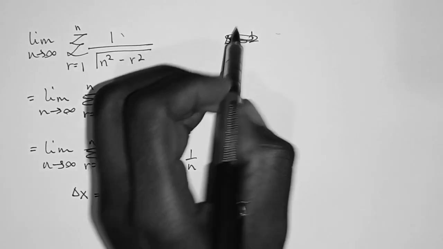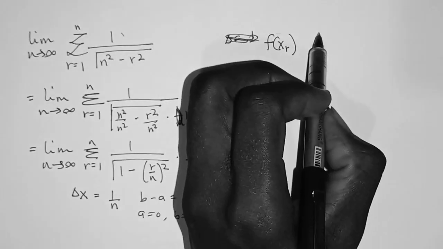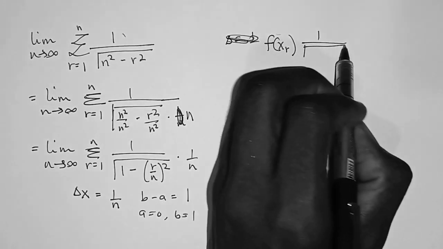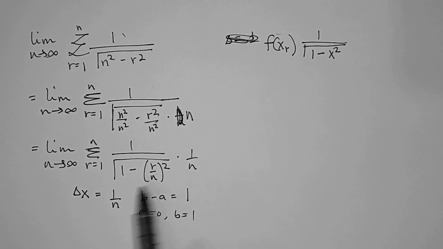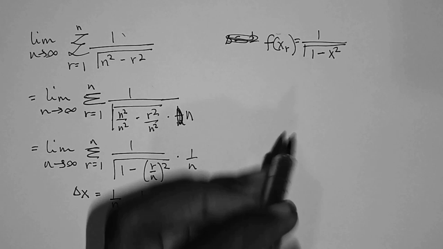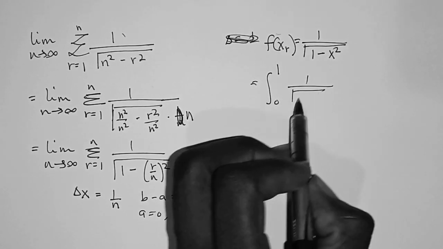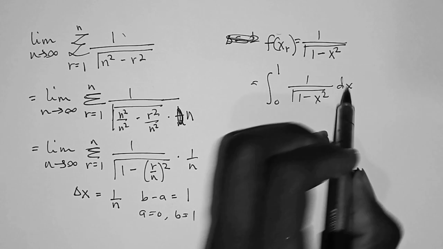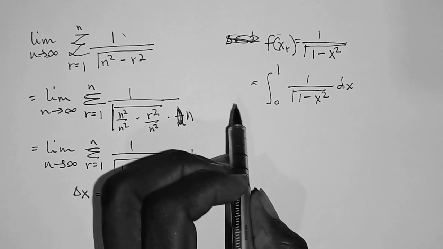So you see that in this case, f of x_r is going to be 1 divided by square root of 1 minus x squared. If you put the values of r in this function, you are going to get all the values for this function. So at the end of the day, this limit is equal to the integral from 0 to 1 of 1 over square root of 1 minus x squared dx. So we need to integrate this function. How do we do this integration?